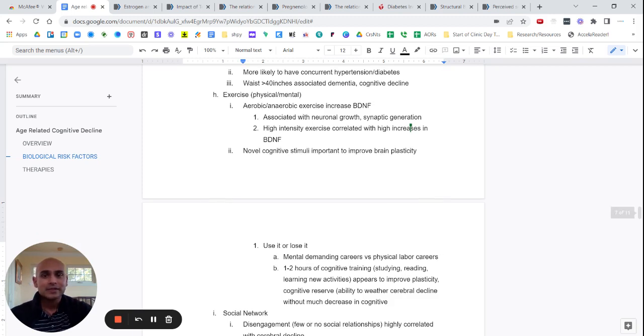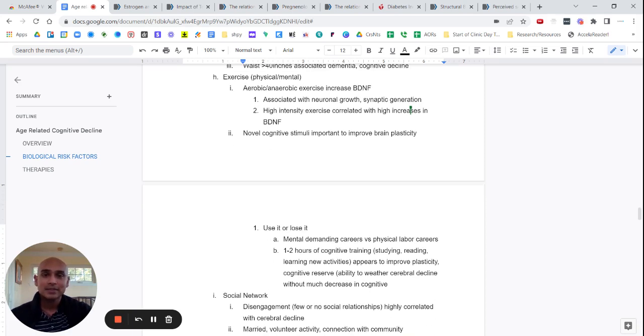And exercise. There have been multiple studies that have suggested aerobic and anaerobic exercise increases brain-derived neurotrophic factor, and the lack of it therefore also decreases this. And this is an important factor that's associated with neuronal growth and synaptic connections. Remember the connections between the neurons. And it is important to do both aerobic and anaerobic. The combination of the two seems to have a synergistic effect on BDNF increases.